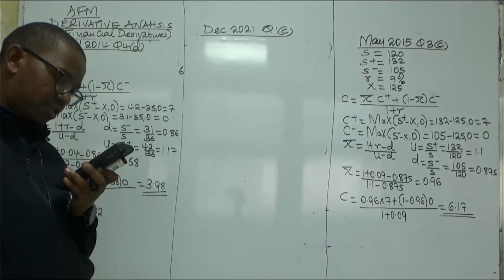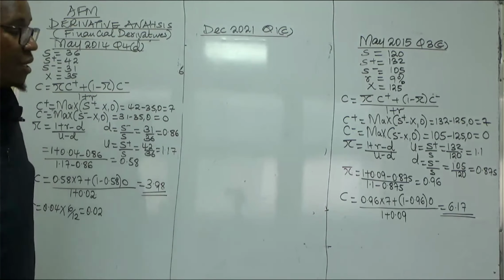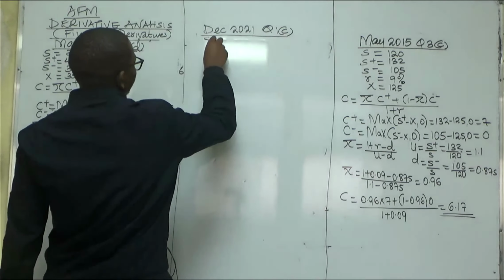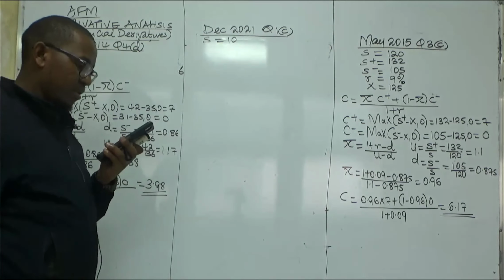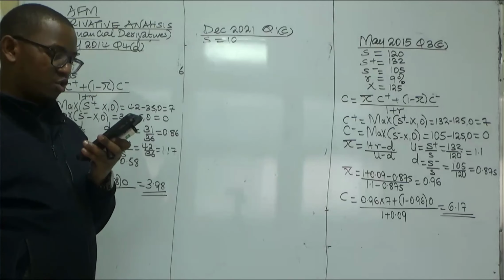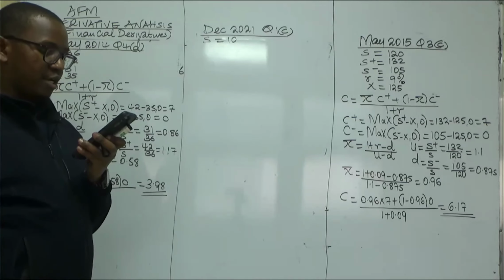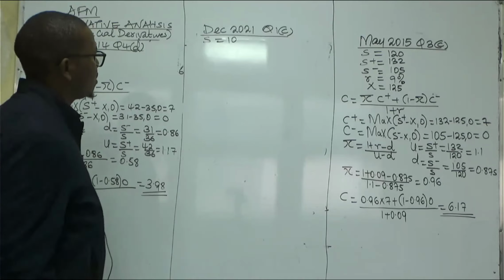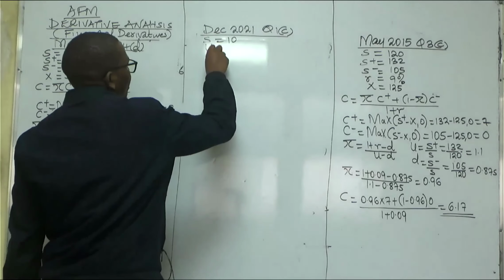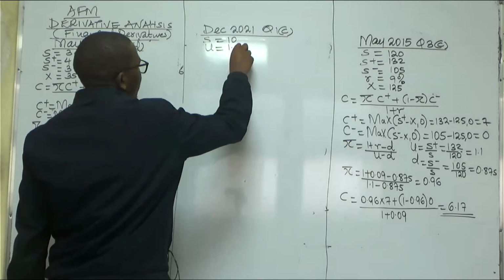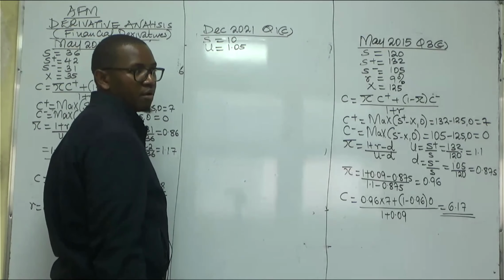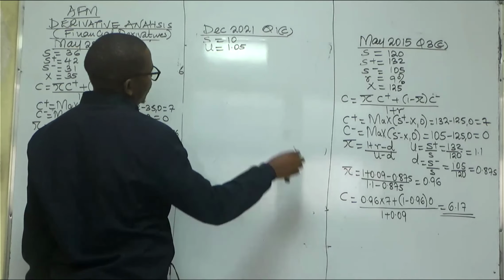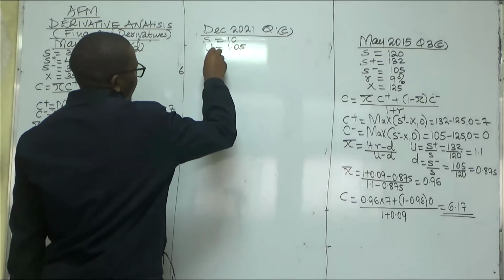XYZ Limited shares are currently selling at 10. That is our spot price. Given that the price will increase by 5%, that means our U here will be 1.05. So if it increases by 5%, it will be that.